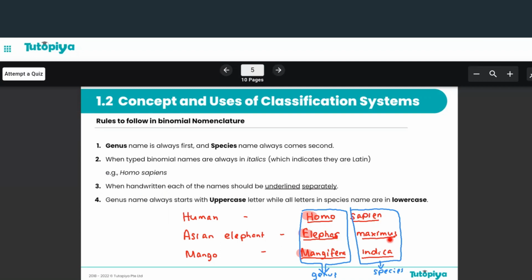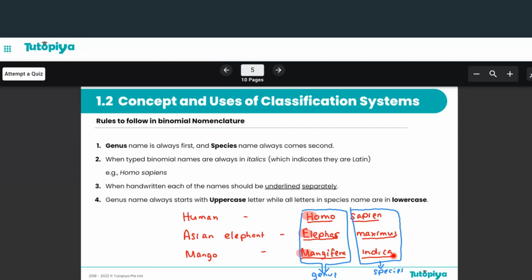And the last rule, the genus name always starts with an uppercase letter, just like I did, while all letters in species names are in lowercase. All the letters in these species names are all in lowercase. These are the set of rules, and this is what we call the binomial naming system.